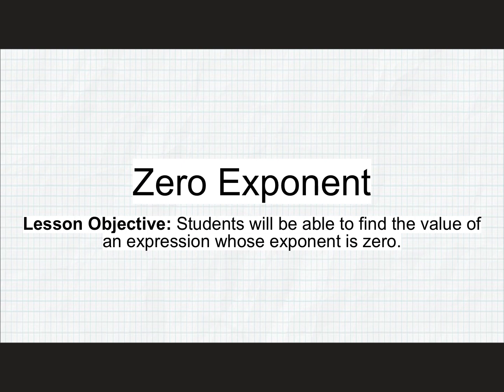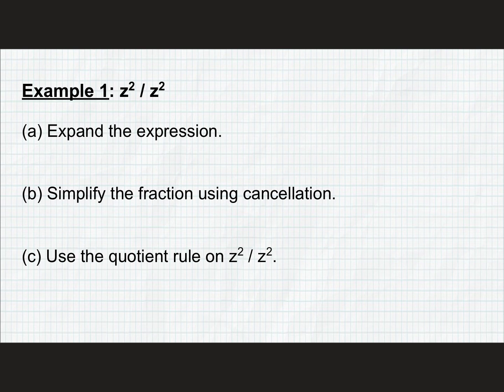Now that we've discussed negative exponents, let's look at zero exponents. Our second lesson objective is that students will be able to find the value of an expression whose exponent is 0. Once again, let's start off with an example, z squared divided by z squared. First, let's expand the expression, so z squared is z times z, and we're going to put that on both the top and the bottom.